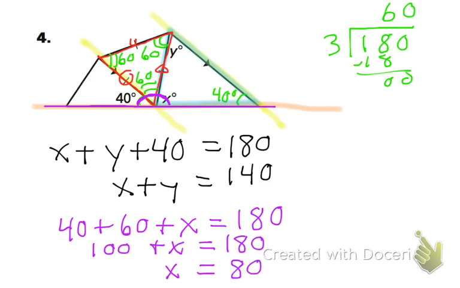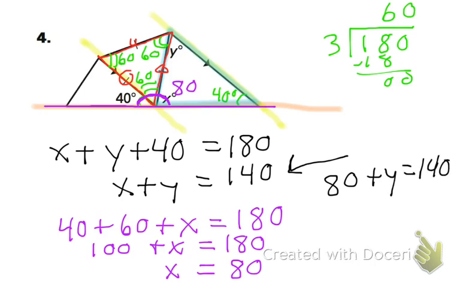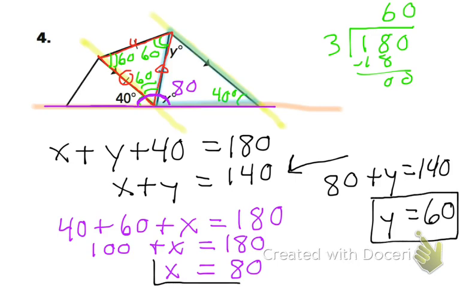All right, now that I know that x equals 80 degrees, then it should be easy to find out what y equals because of the triangle. I'll just use this equation that I already wrote down now that I know what x is. So 80 plus y equals 140. And then taking away 80 on both sides, I get that y equals 60. So there are my two variables that I solved for. x equals 80, y equals 60.